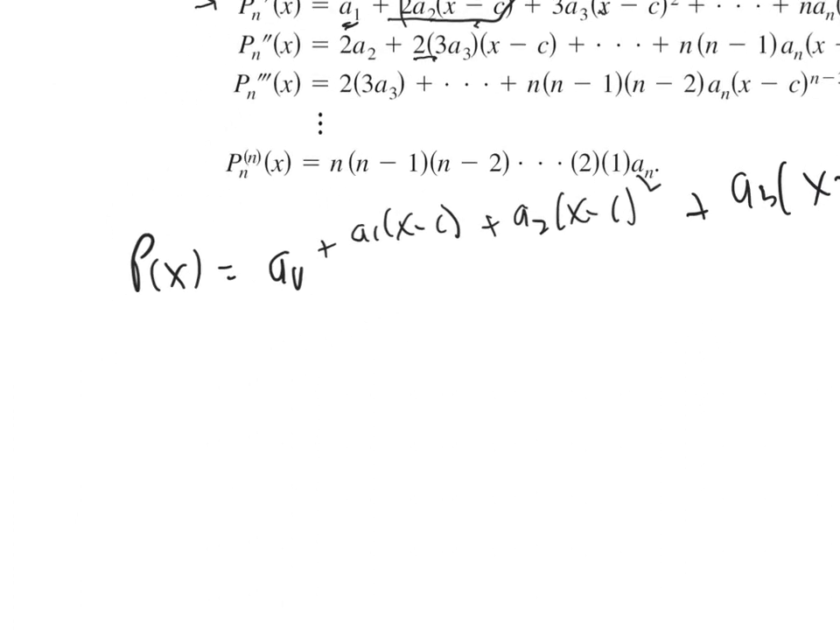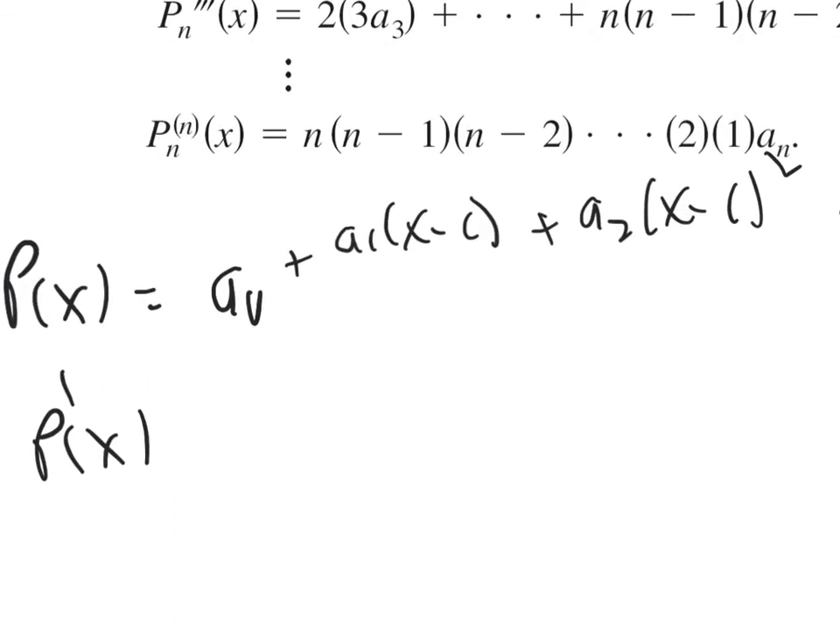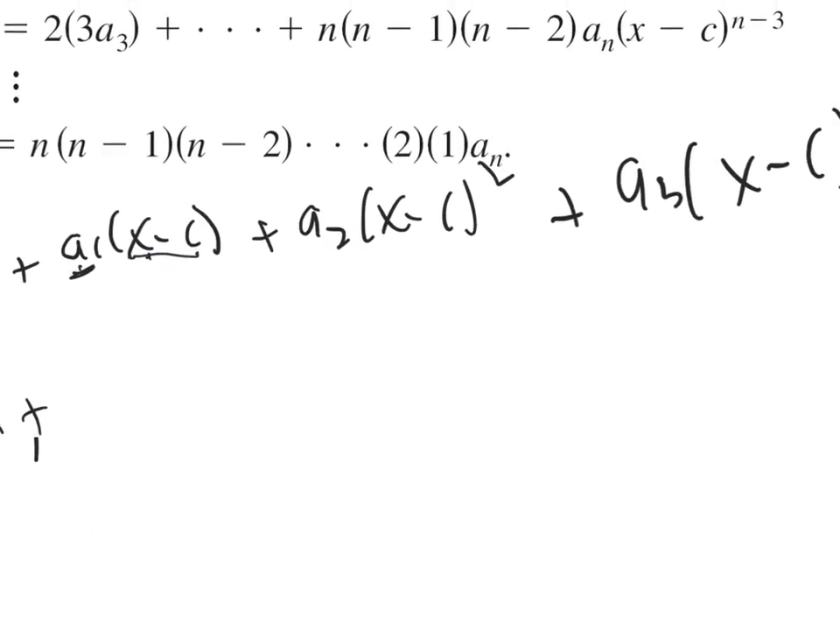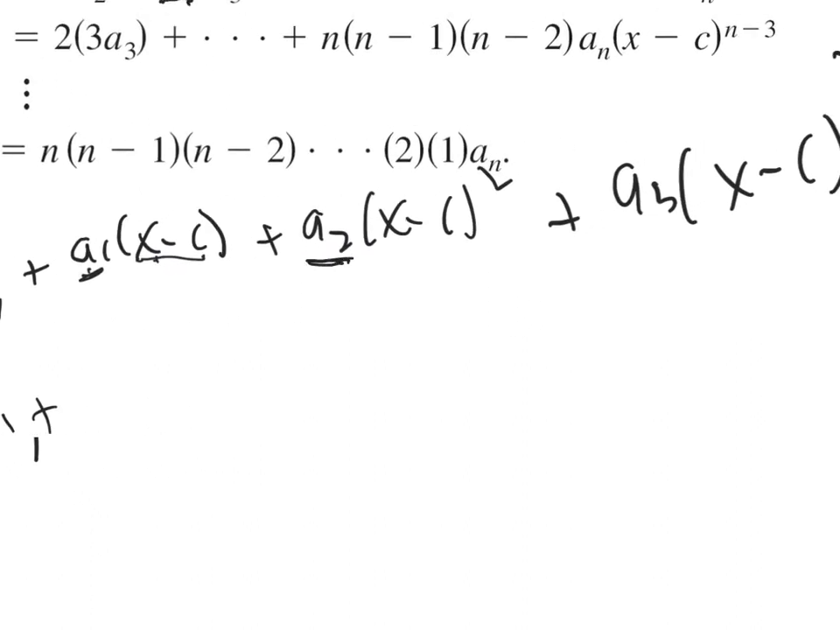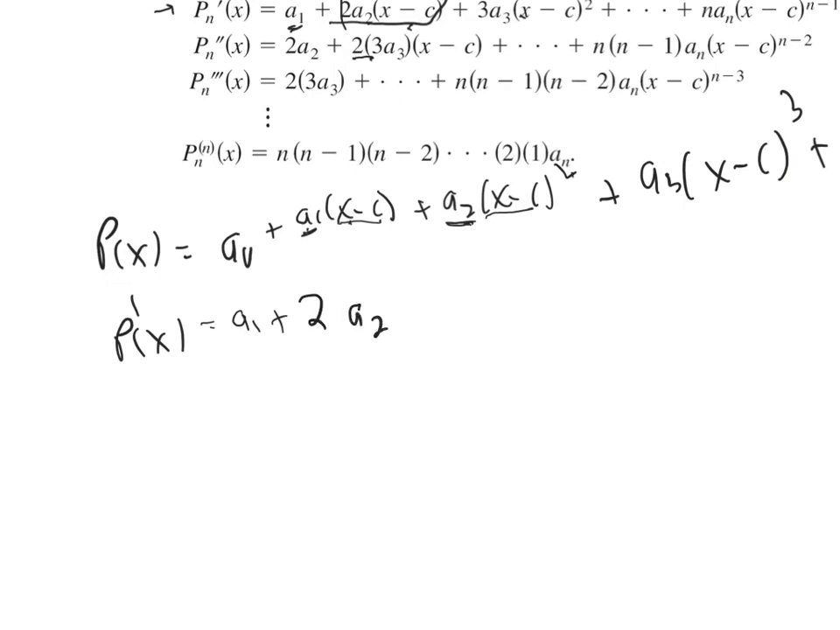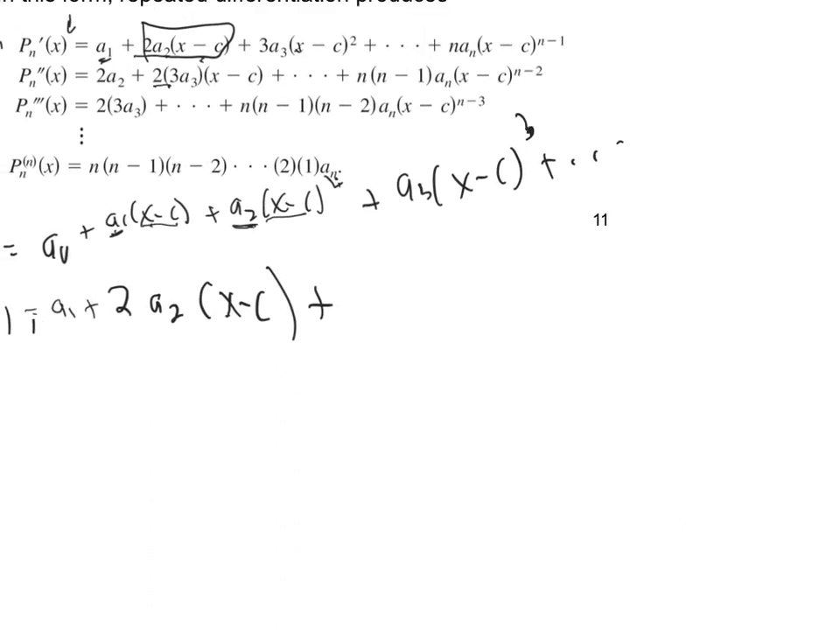So if I'm doing the first derivative, p prime of x, obviously this cancels out. This is a constant, so really think about it: what's the derivative of x minus c? It's 1. 1 times a sub 1 is a sub 1, plus, okay, this is just a constant. Using the chain rule, the 2 goes out front: 2 times a sub 2, x minus c, take 1 away, times the derivative of x, which is 1. Plus 3 times a sub 3, keep the x minus c and take 1 away, so squared. Let's see, is it matching up?